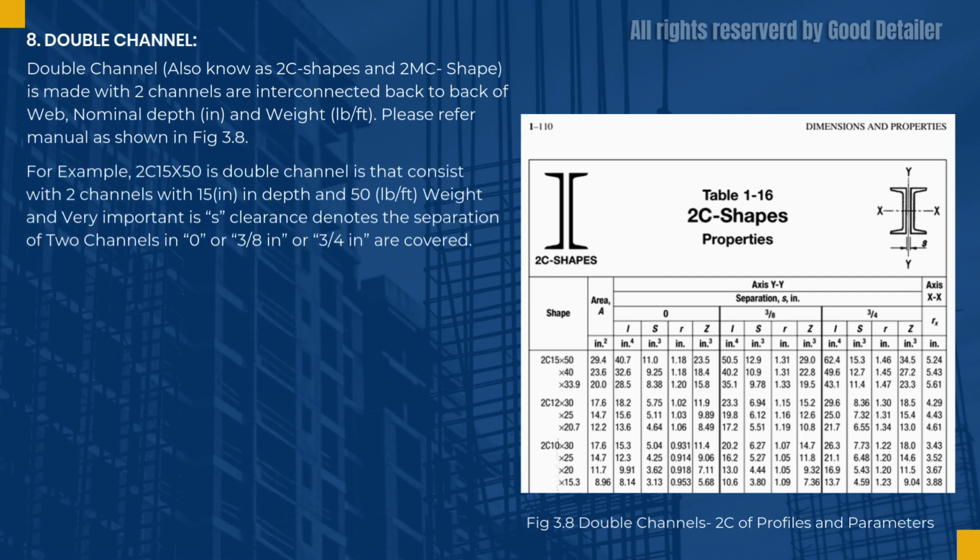For example, 2C15X50 is a double channel that consists of two channels with 15 inches in depth and 50 pounds per foot weight. And very important, S clearance denotes the separation of two channels, where 0, 3/8 inch, or 3/4 inch are covered. Equal size double channels 2C and 2MC.